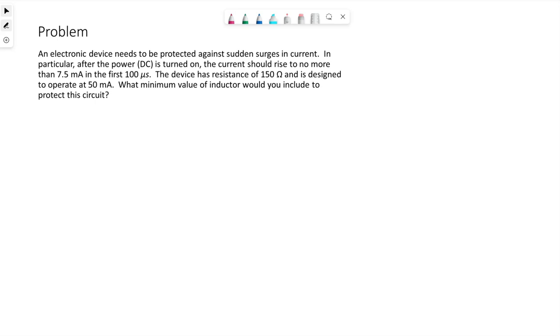The device has resistance of 150 ohms and it is designed to operate at 50 milliamps. What minimum value of inductor would you include to protect this circuit? Okay, so we're connected to a power source. When we say DC, we mean we're connected to a battery. So we have some sort of inductor and resistor connected to a battery.